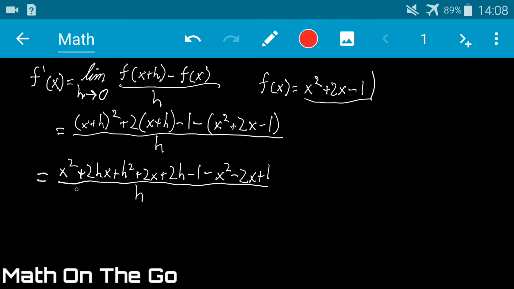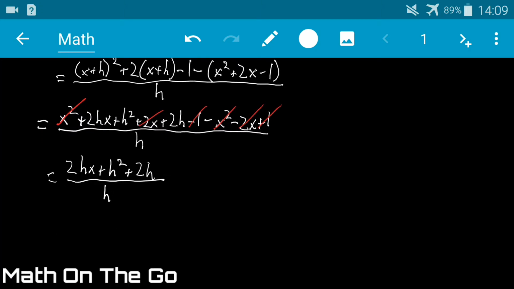Now the next step is we're just going to find what we can cancel. So we have a positive x squared and negative x squared, so they can be canceled out. Then we have positive 2x and a negative 2x, negative 1 plus 1. And I think that's it. So what we're left with is 2hx plus h squared plus 2h all over h.